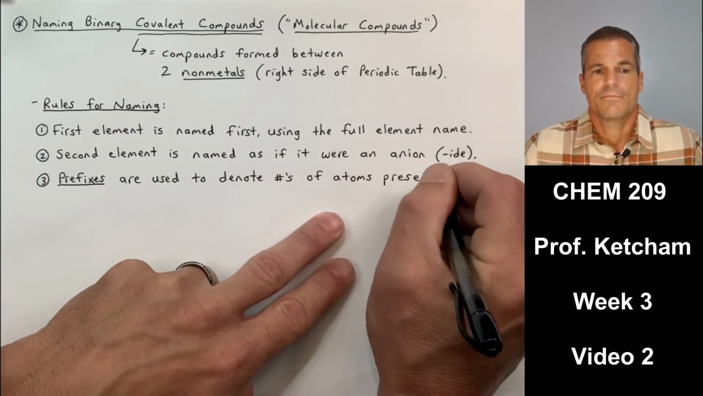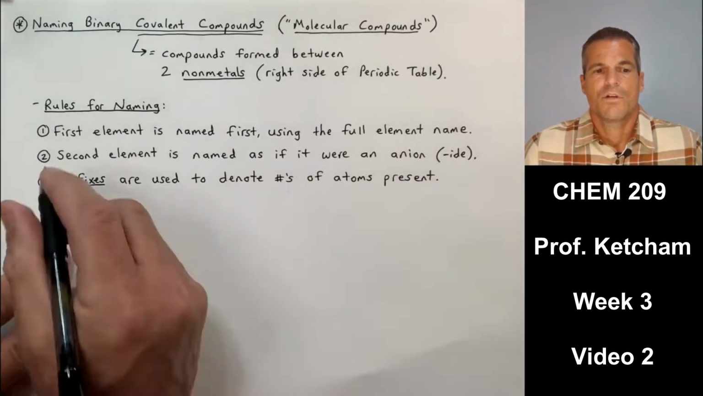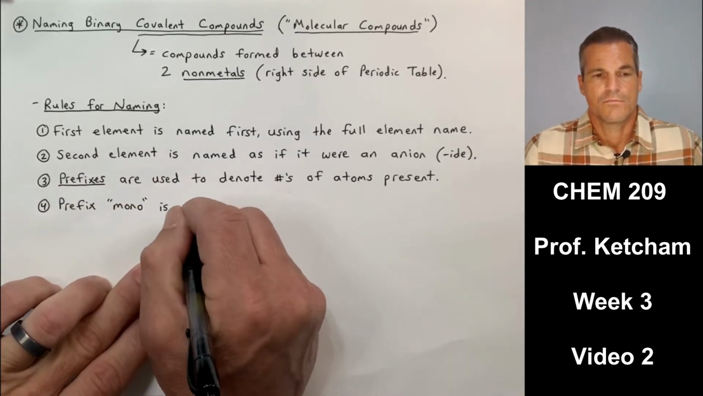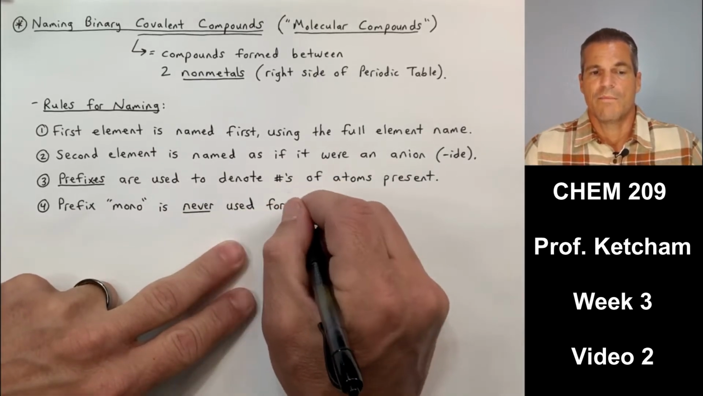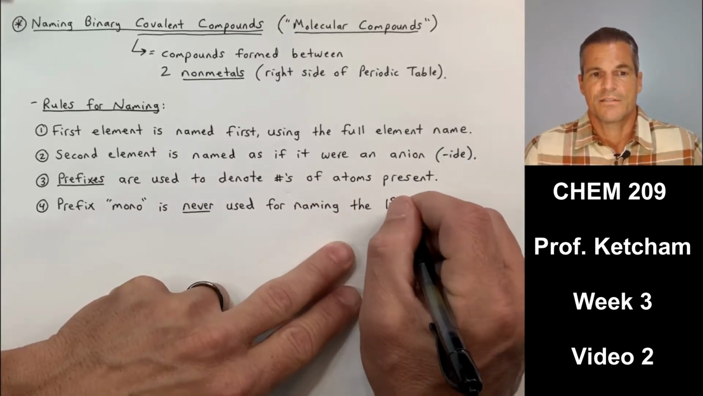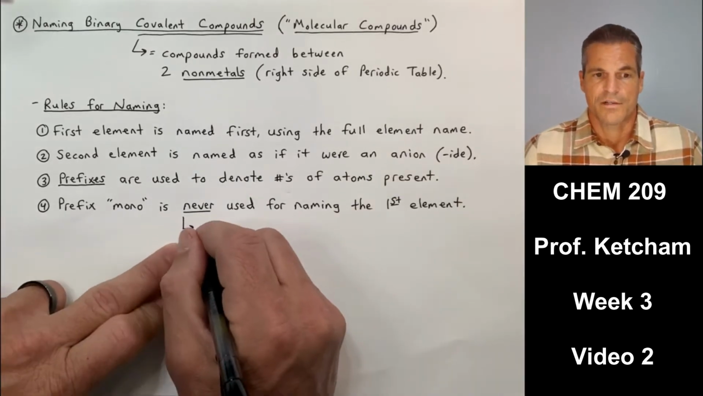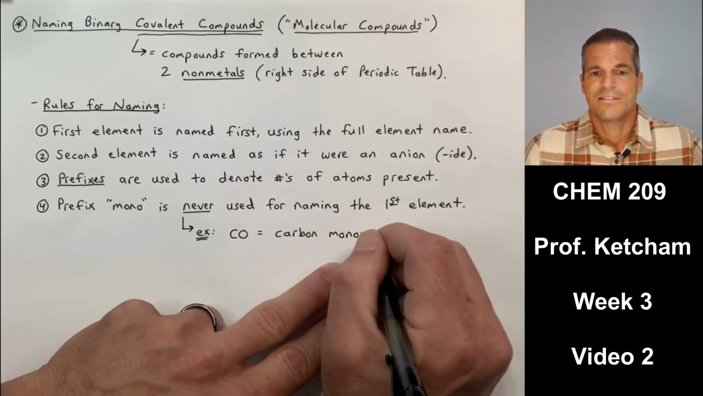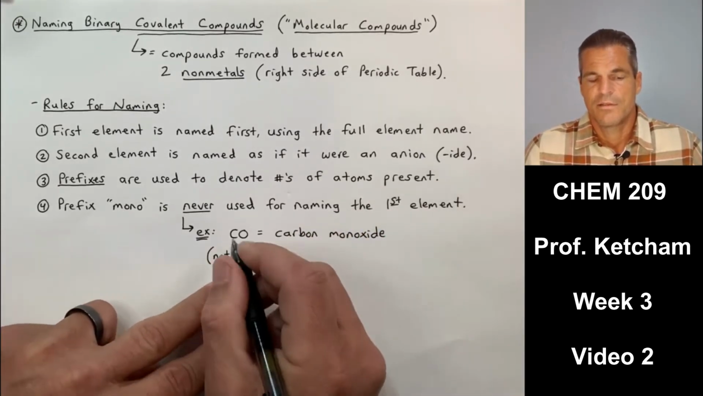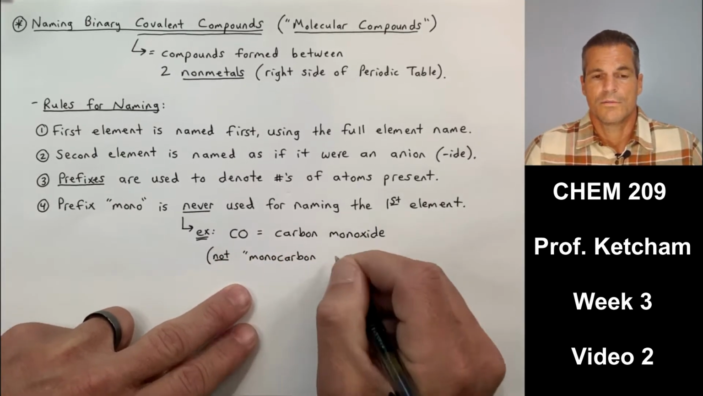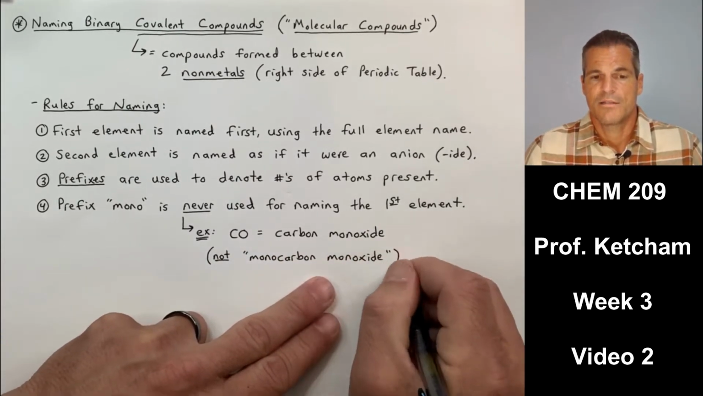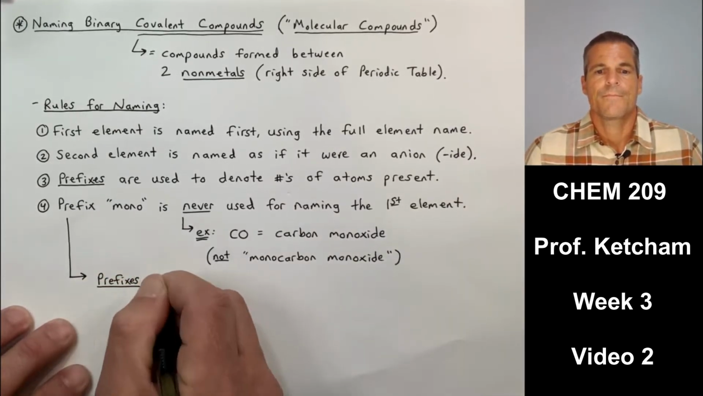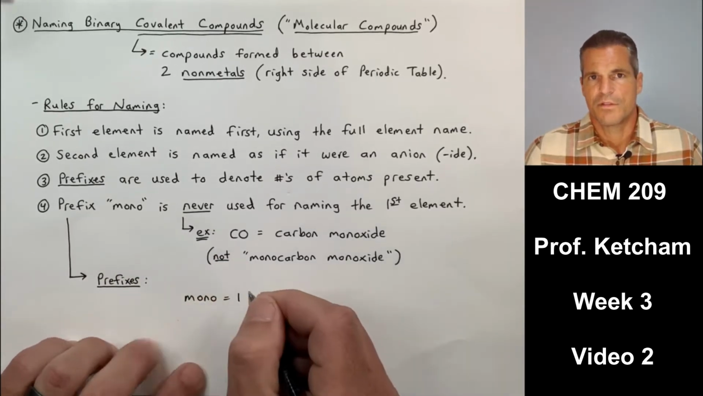Number 3. First time we've ever seen prefixes. Prefixes are used to denote numbers of atoms present. Remember, no prefixes were used before when naming ionic compounds, right? Prefixes are for covalent compounds or molecular compounds. Rule number 4, the prefix mono is never used for naming the first element. So as an example, CO is carbon monoxide. It is not monocarbon monoxide. And we'll learn about dropping one of those O's in just a second.